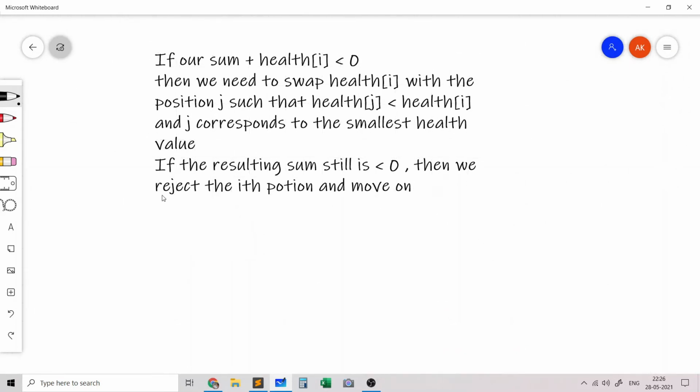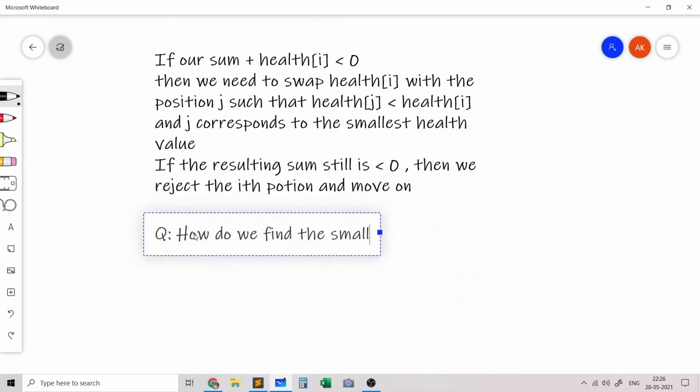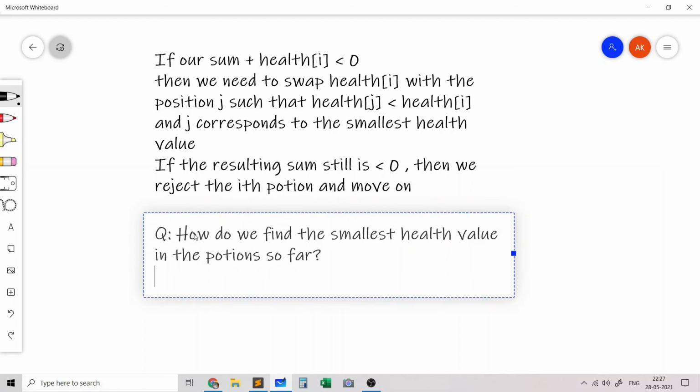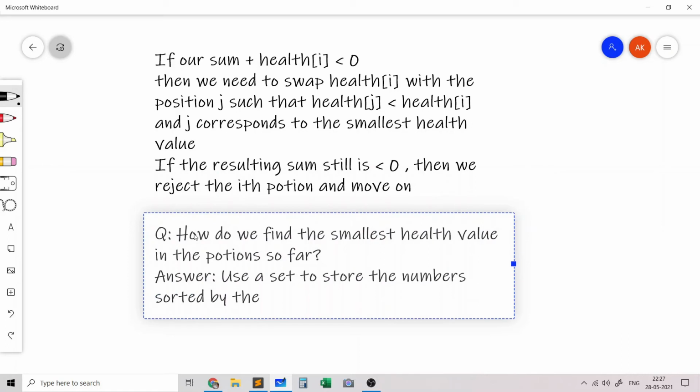However, we have not discussed one thing, which is how do we find the smallest health value in the portion so far. And the key answer is to use a multi-set or a set to store the numbers sorted by their increasing health values. And that's how we actually implement the greedy algorithm.